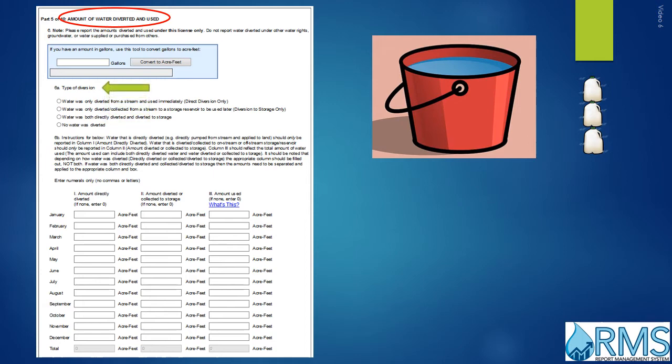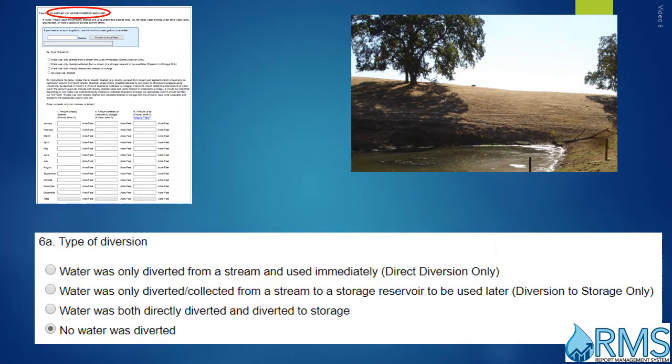The next question asks about the type of diversion. Let's look at this more closely on the next screen. Looking more closely, the user is required to select the type of diversion. Each selection includes a brief description of the type of diversion.